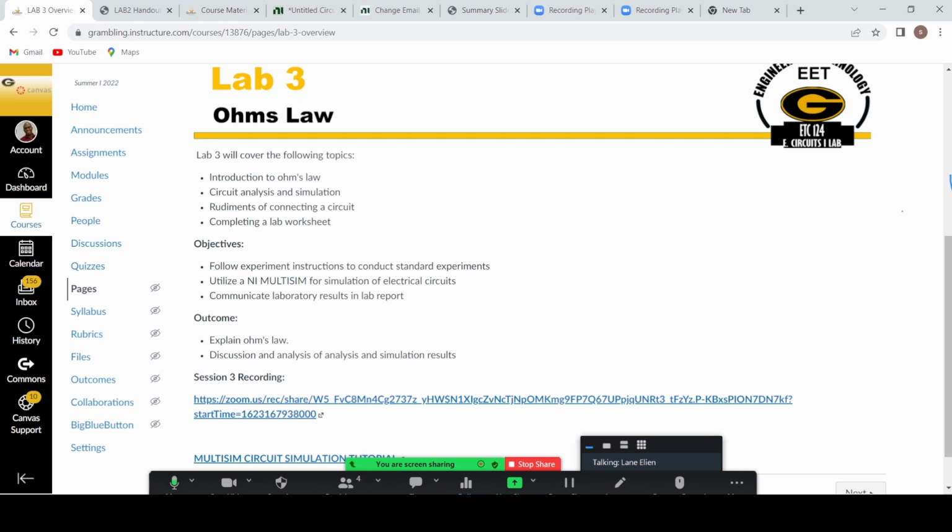We want to follow the experiment instructions to conduct standard experiments. So we're going to follow the instructions. We're going to utilize Multisim for simulation of electrical circuits. Again, this is a tool that you can use going forward in the lab. We want to also communicate lab results in a report. Of course, this time we're going to do a worksheet and not a report. At the end of this lab, you should be able to explain Ohm's Law to anyone. You should be able to discuss the analysis of the lab and simulation results. So you need to discuss the results that we obtain as well.